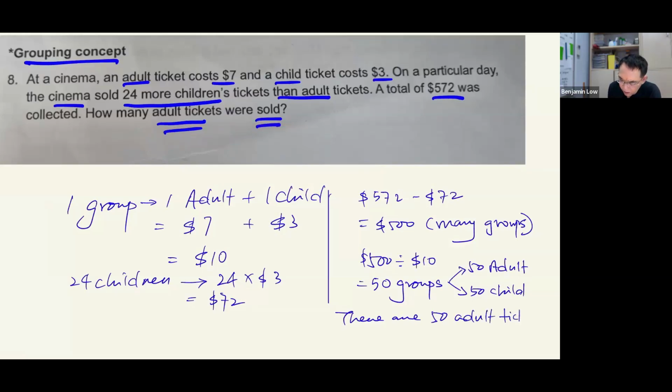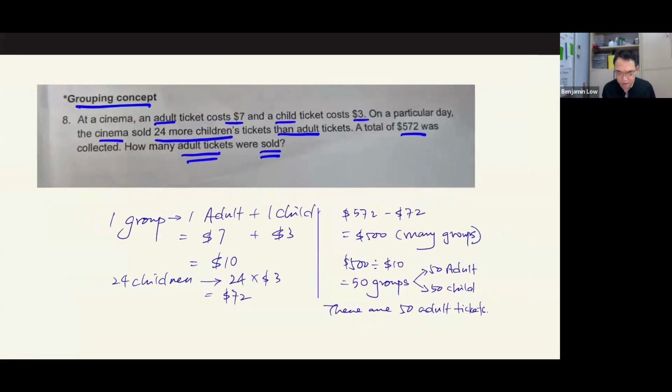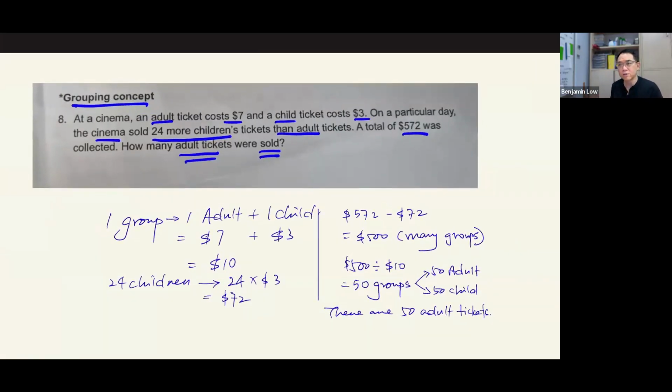But for learning, I want to ask you, how many children tickets are there? Is it 50 also? What do you think? The answer is no, right? How many children tickets are there? The answer is 50 plus the 24 that you removed. So the answer should be 74 if the question is how many children tickets. And that, my dears, is the grouping concept.